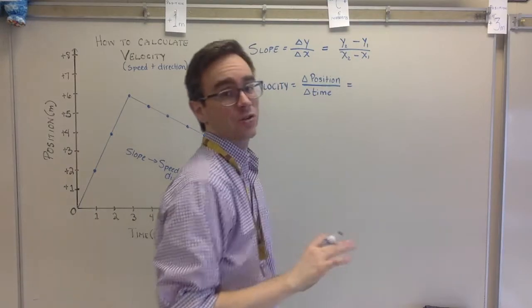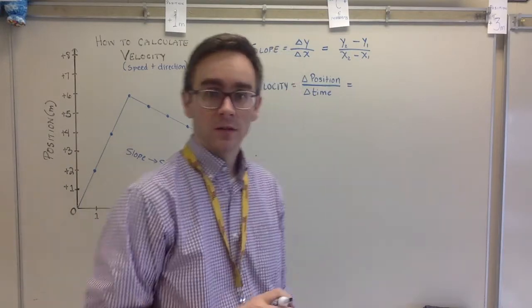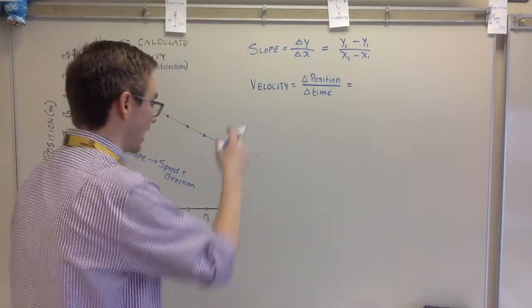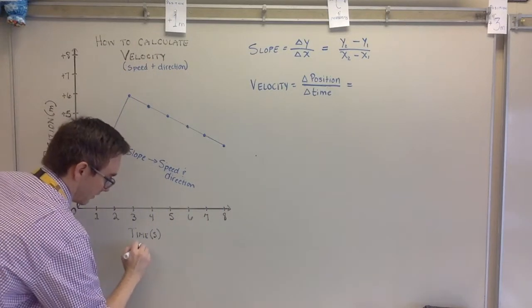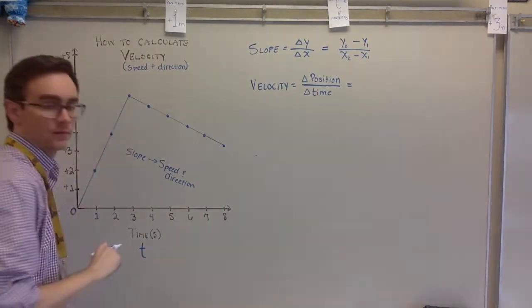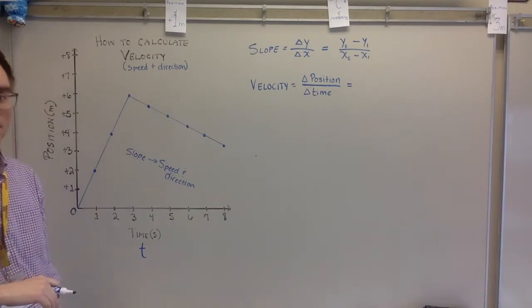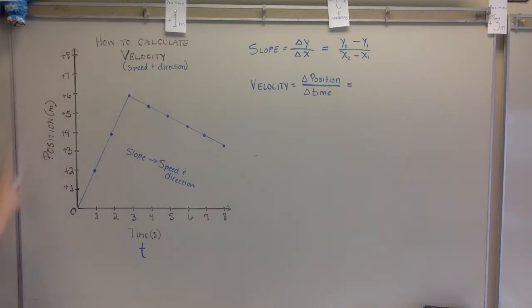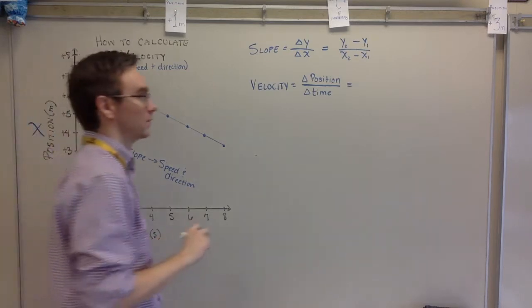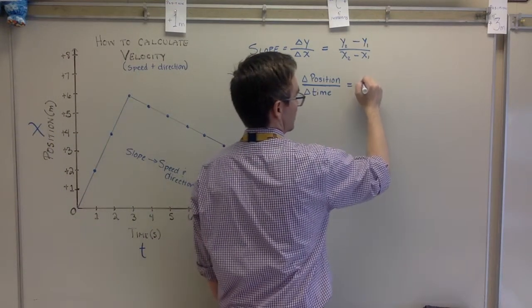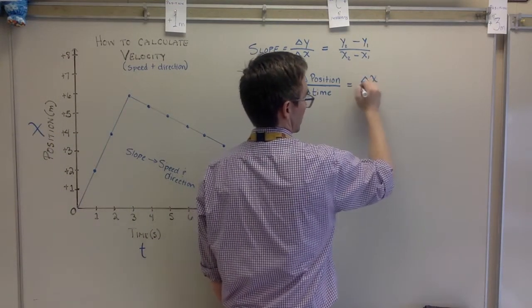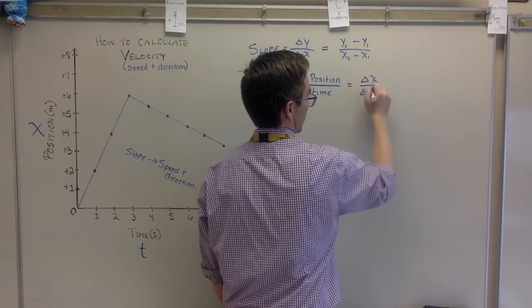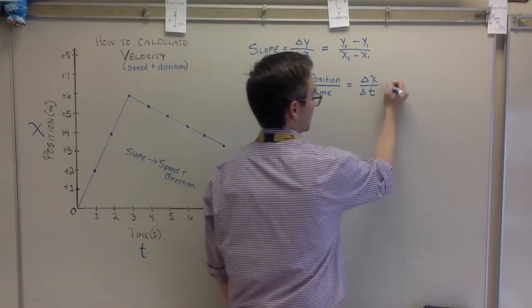Now, to make things extra complicated for you, for time, we represent time with the lowercase t. Nice and easy. For position, to make things complicated, the letter we use to represent position is the letter x. So it's actually a change in the position over the change in time.